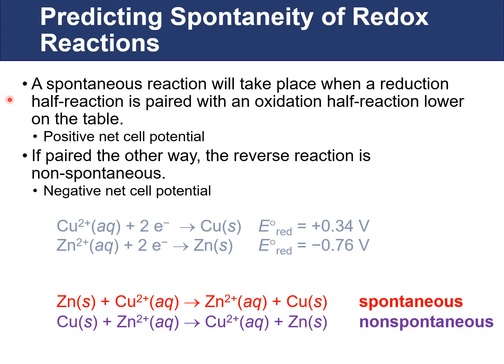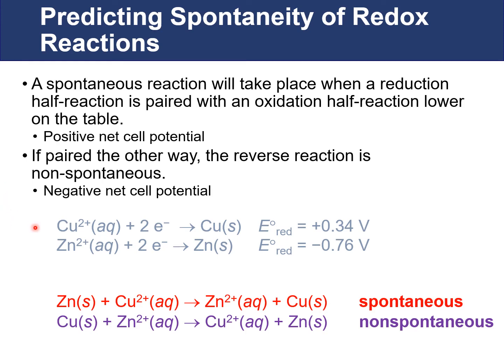The cell potentials that we calculate will tell us whether a reaction is going to be spontaneous or not. A spontaneous reaction will take place when a reduction half reaction is paired with an oxidation half reaction that is lower on the table. This will give us a positive net cell potential. So the values that we had previously calculated all gave us positive net cell potentials, and so those would all be spontaneous processes. If we pair the other way around, then the reverse reaction will be spontaneous, meaning that the direction we are trying to do, as it is written, would be a non-spontaneous reaction. So it would have a negative cell potential.